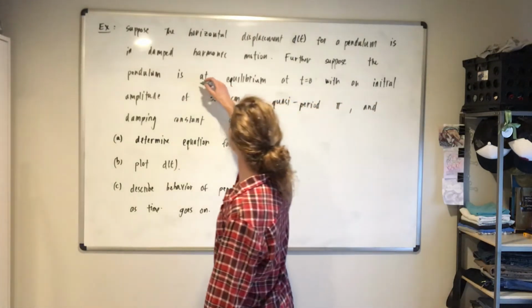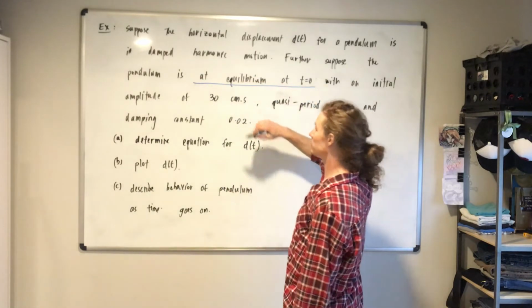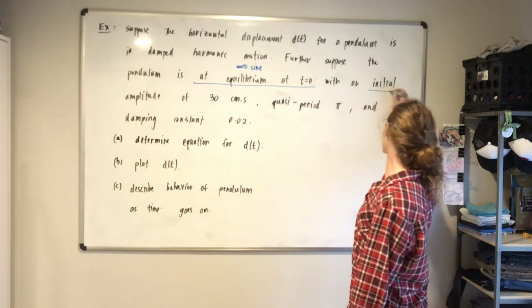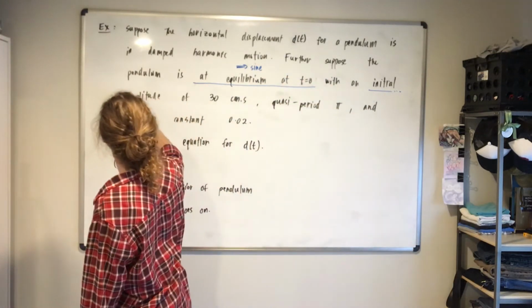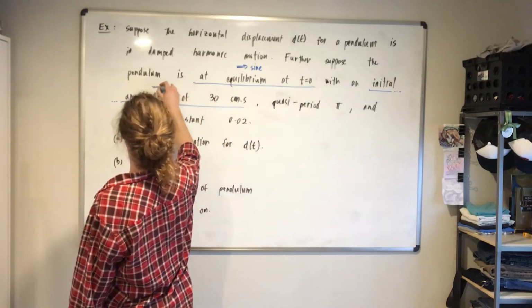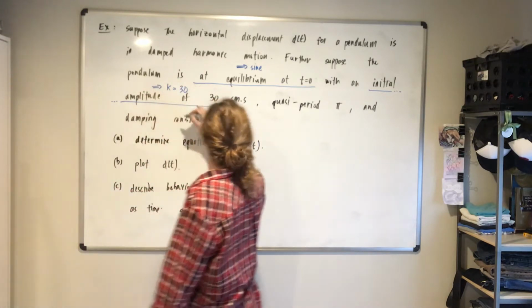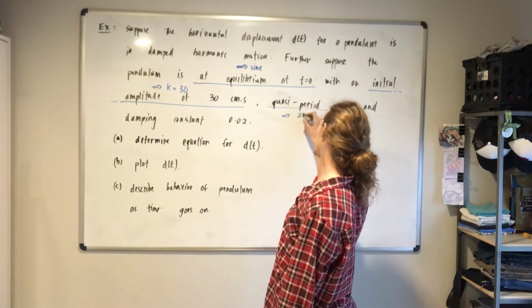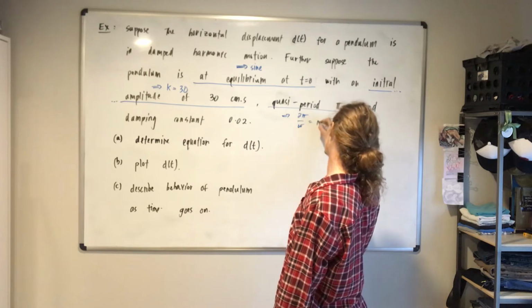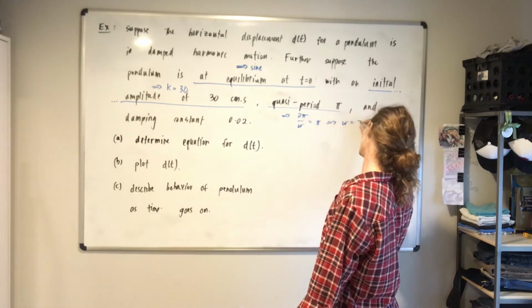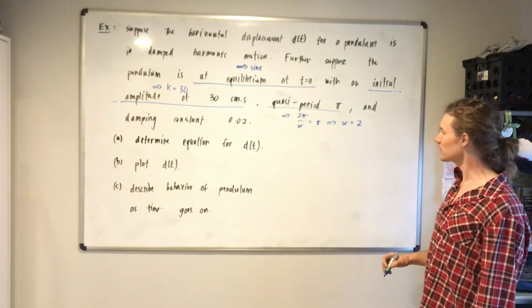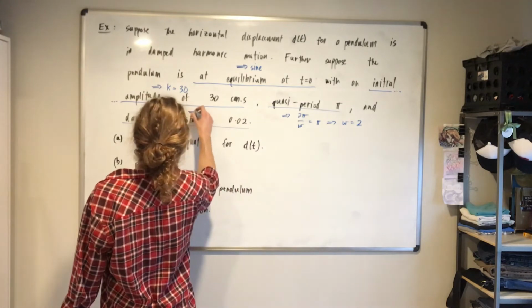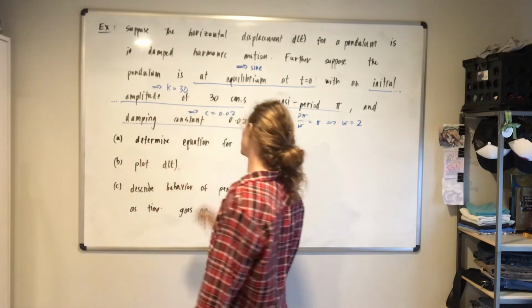See that the pendulum is at equilibrium at t equals 0. This tells us we're using a sine function with an initial amplitude of 30 centimeters. This is telling us our k value is 30. Our quasi-period is pi. This is telling us that 2 pi over omega equals pi, or that omega equals 2. And our damping constant is 0.02, which tells us that our C value is 0.02.